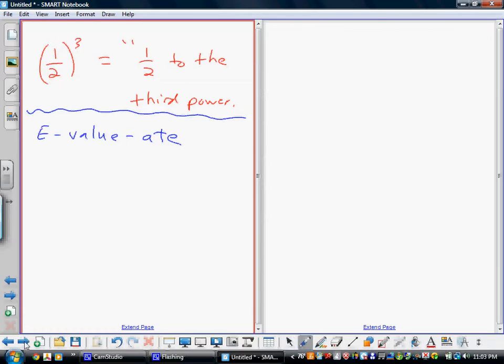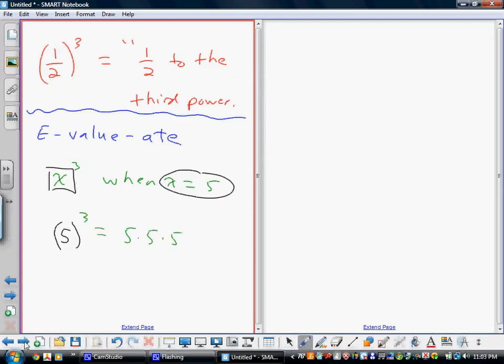Evaluate. So, for example, if I had x to the third when x equals 5, evaluate that expression. An expression does not have an equal sign. What will you do? Well, instead of writing x, whenever I see an x, I'd write 5. So to evaluate this, it'd be (5). And anytime I want to evaluate, I would suggest that you use parentheses: (5) to the third, which would be 5 times 5 times 5, which would be 125.